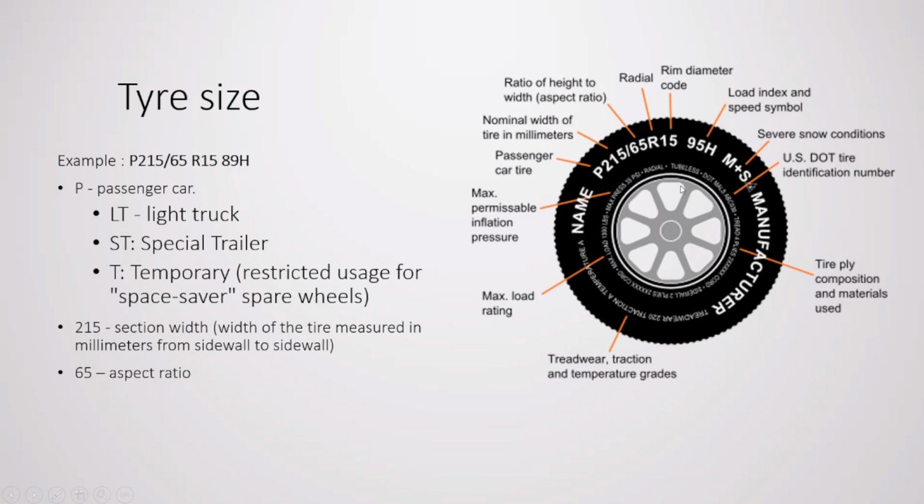Let me give you an example. Suppose you have original factory fitted 15 inch wheels with a higher aspect ratio. Suppose you need to swap this wheel with a 16 inch tire or rim. Then what you can do is refit the 16 inch rims to the vehicle while lowering the aspect ratio. So then what happens?